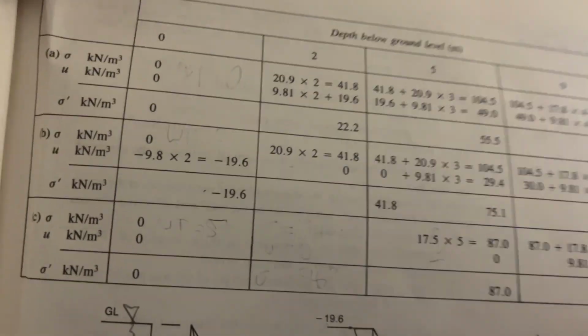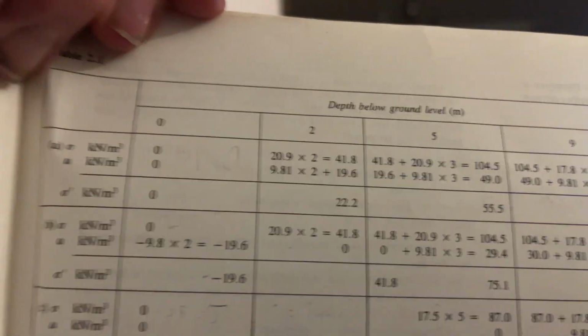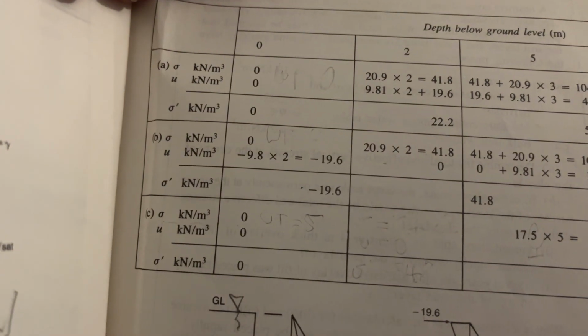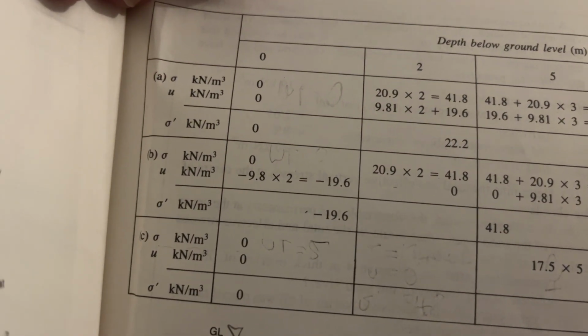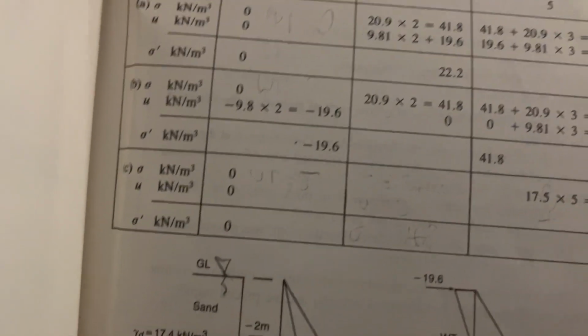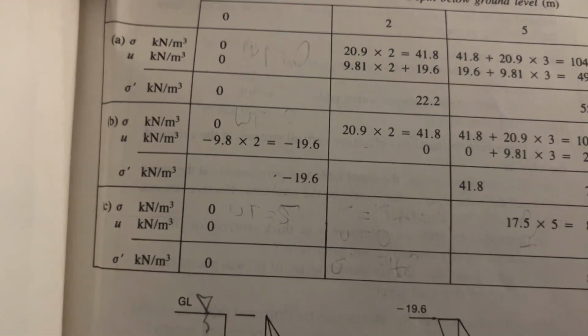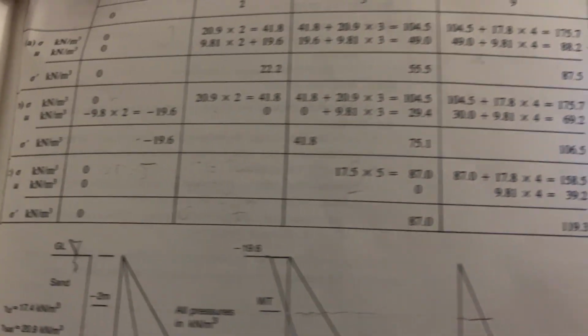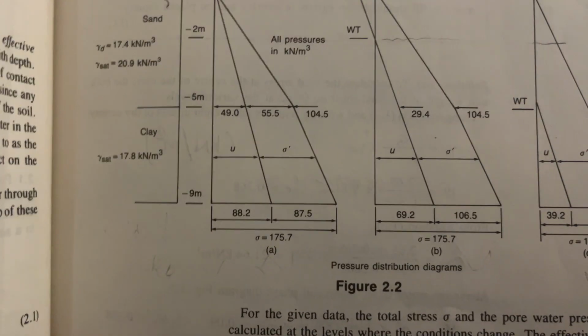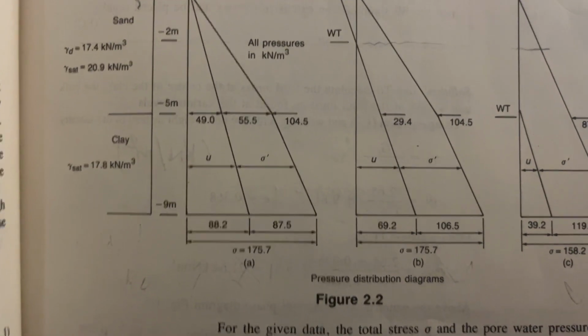So what I'll do is go through these in a separate video. They've got the depth along the top, and then the pressures: the total stress, the pore water pressure, then the effective stress for each of the water table levels A, B and C, and then it goes through it. I'll do a separate video on that, and I'm going to colour it in because I think it makes it stand out a little bit better.